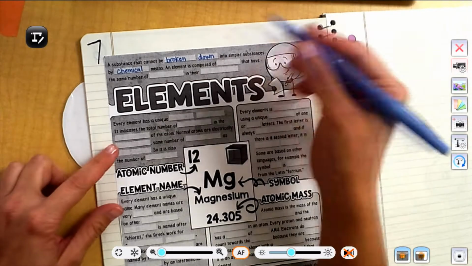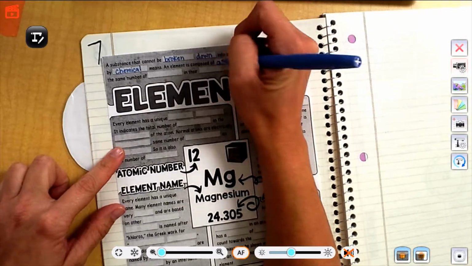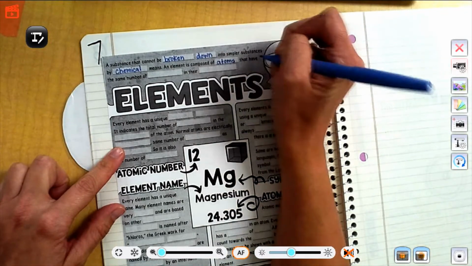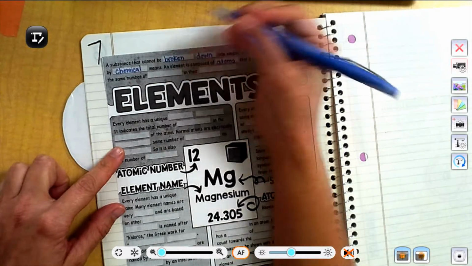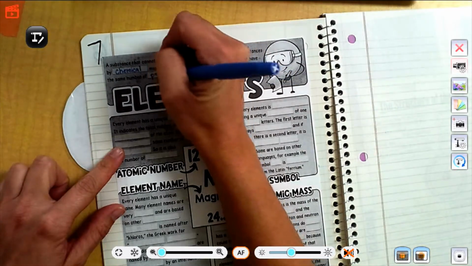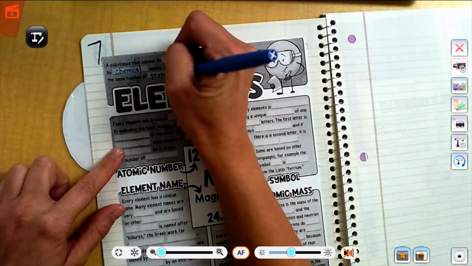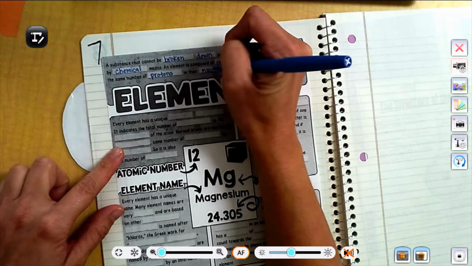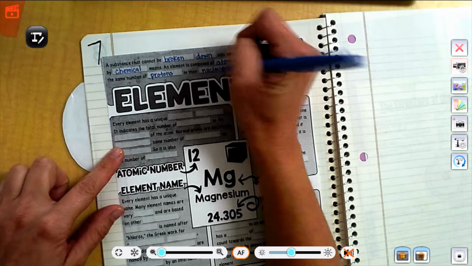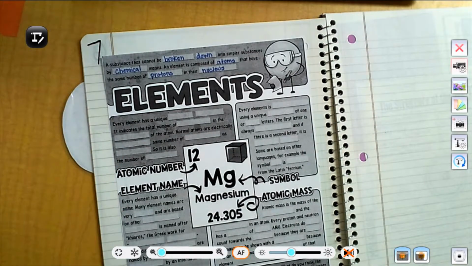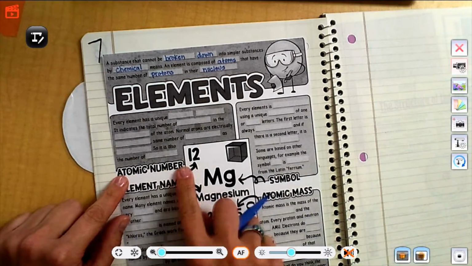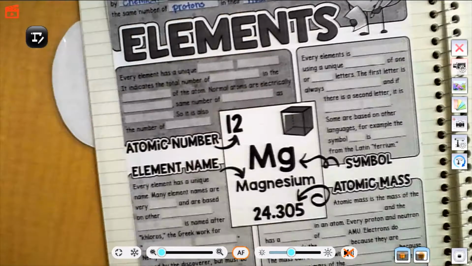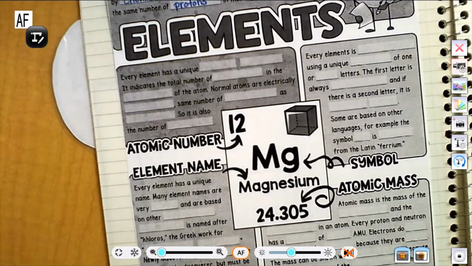So an element is composed of atoms that have the same number of, you should know this by now, protons. Remember, that's their atomic number. In their nucleus, that's where protons live. Okay, we're going to go down to this box that says atomic number. Zoom in on there for you.